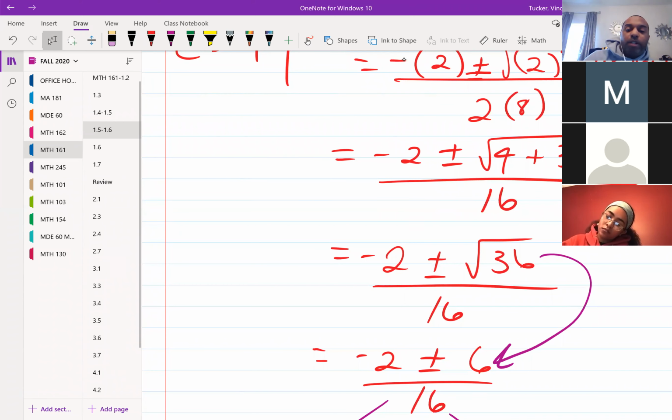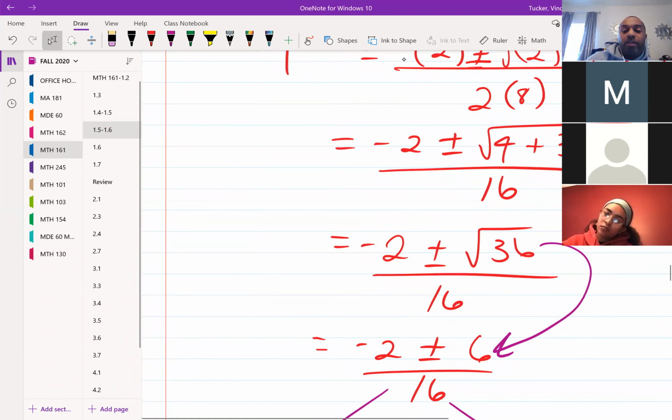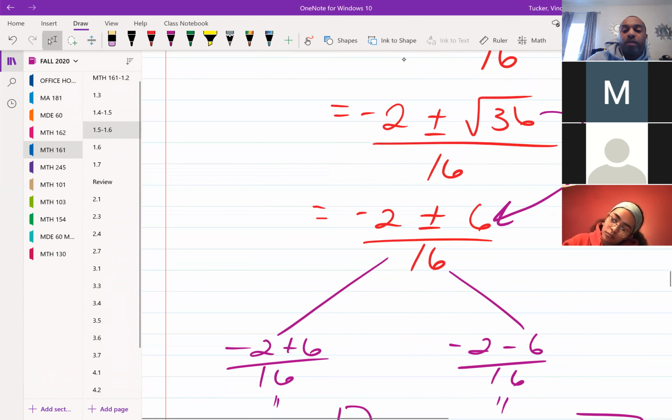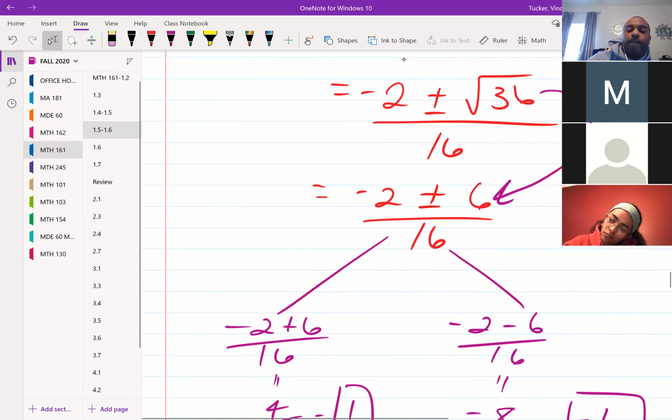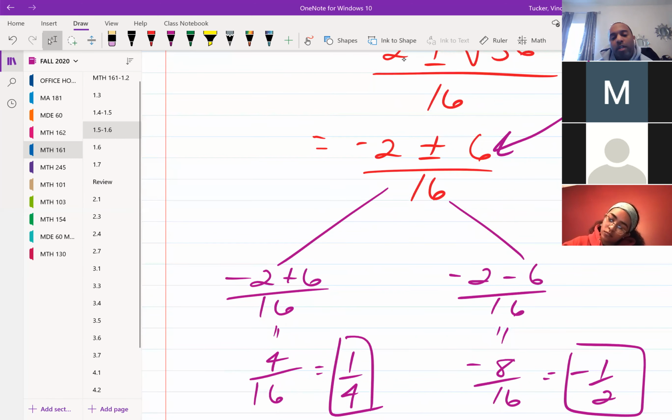So now that we have negative 2 and 6 in our numerator, we can go ahead and add those. We are expected to simplify further. So there's negative 2 plus 6 over 16, and negative 2 minus 6 over 16. 4 over 16 will be 1/4. Negative 8 over 16 will be negative 1/2. Whenever you have answers that come out to solid numbers like that, that means we could also have factored this if we had decided to do so.